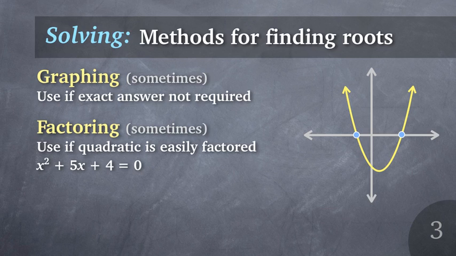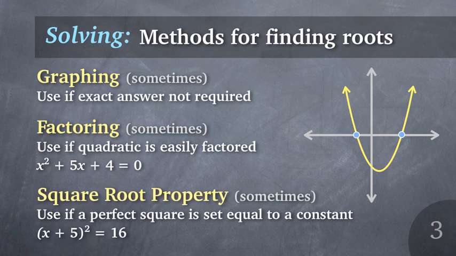We can also sometimes use factoring. If I factor the quadratic below, x squared plus 5x plus 4, I can find the 2 values that multiply to 4 and add to 5, so (x plus 1)(x plus 4), and then go ahead and solve those 2. But we'll get more into that later. Remember, that can only be used sometimes.